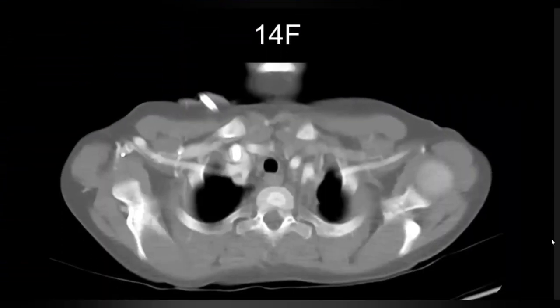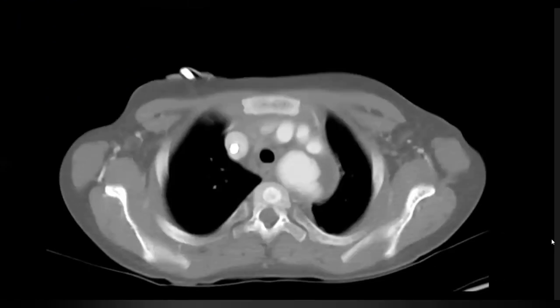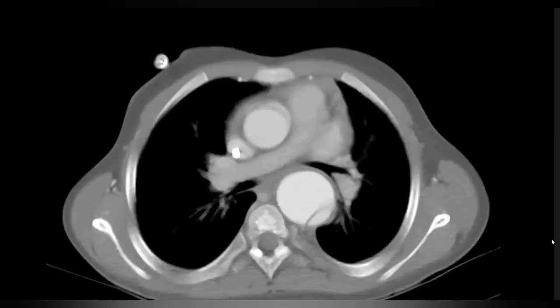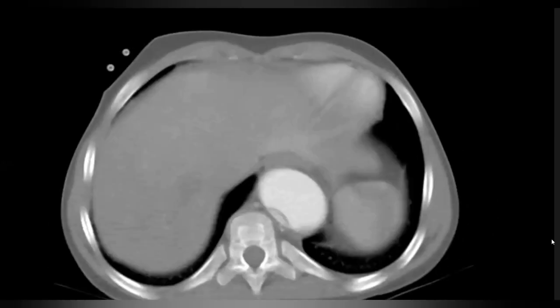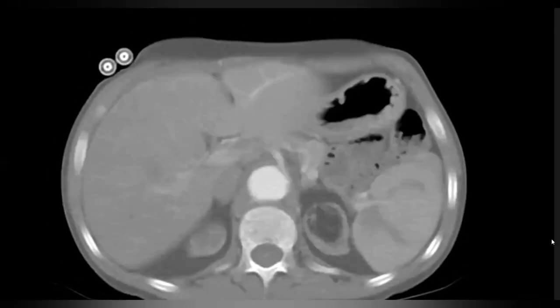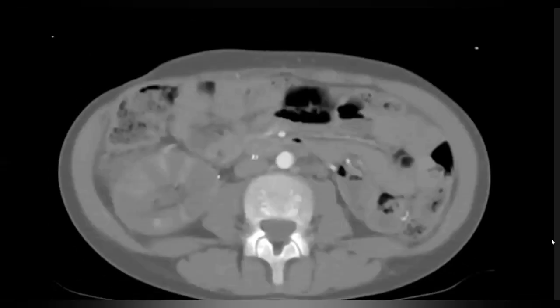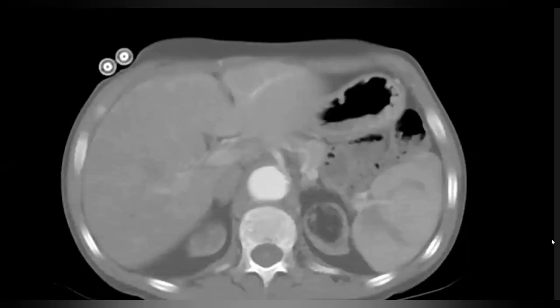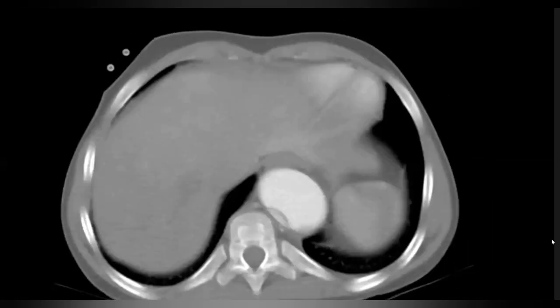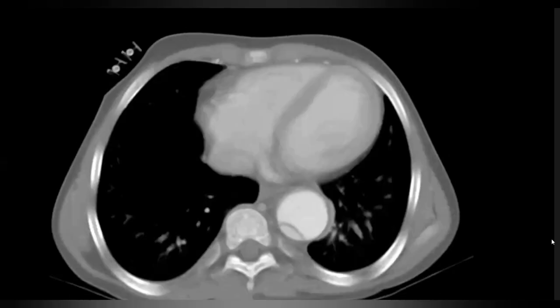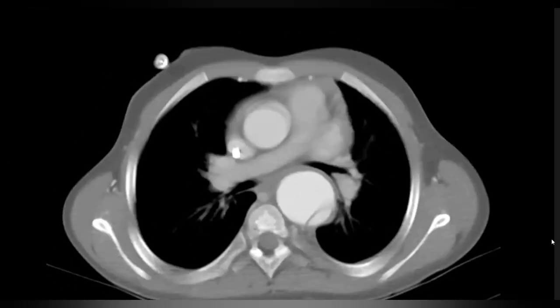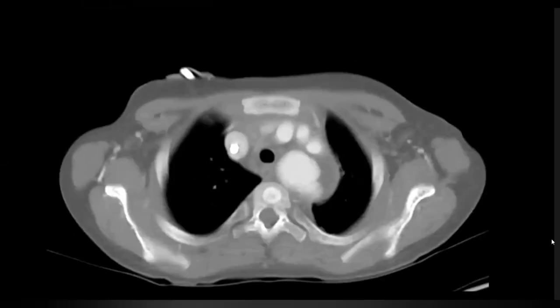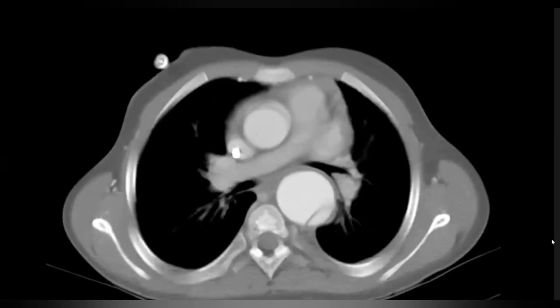So a 14-year-old female with chest pain. And again, focus only on the arteries. So I'm going down, down, down. Okay, can you please go up again? And if you know the answer, just say it. So there is an intimal flap in the arch of the aorta and descending aorta that is dividing the lumen into two. So this is an aortic dissection.